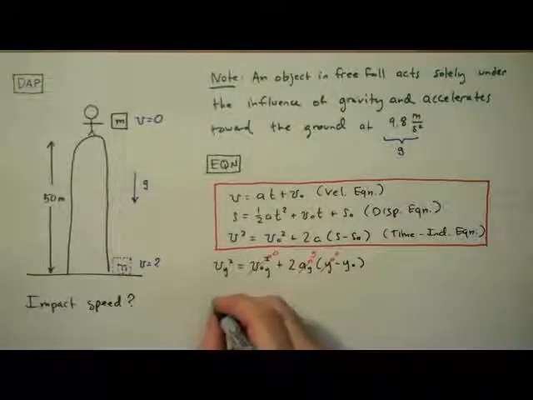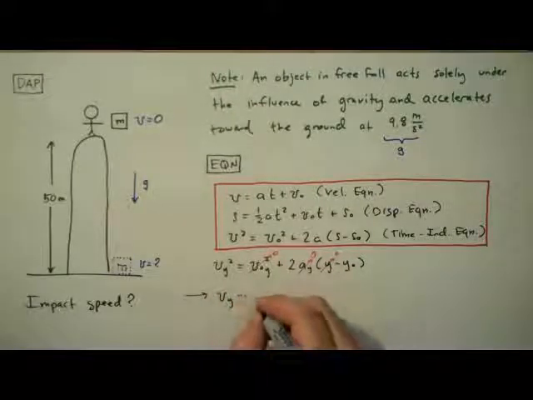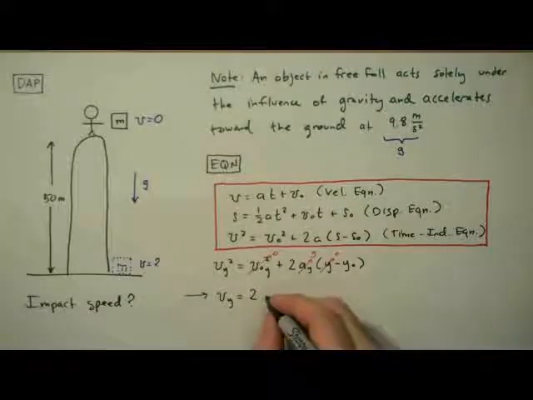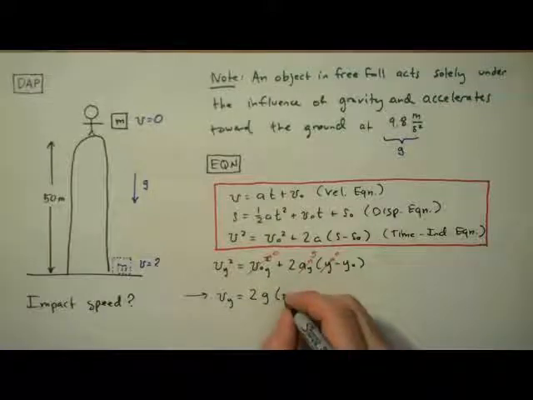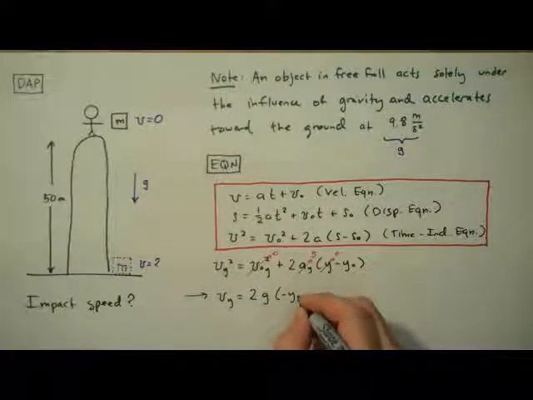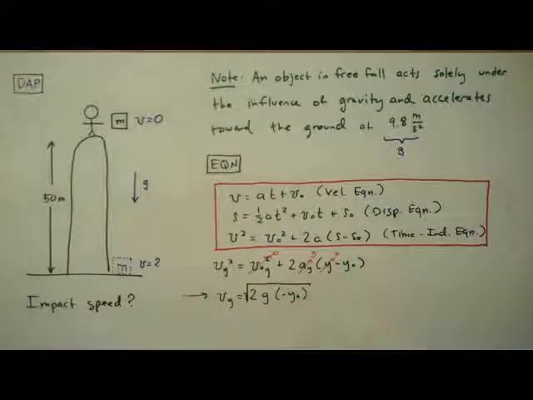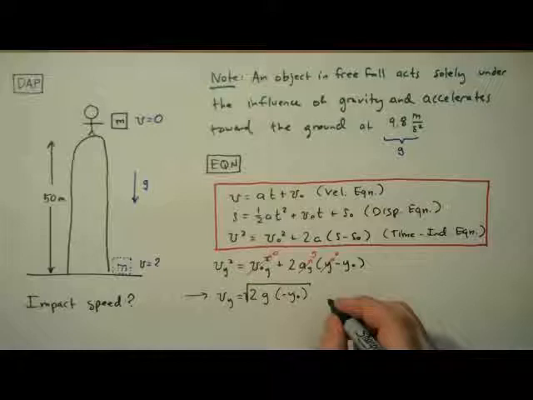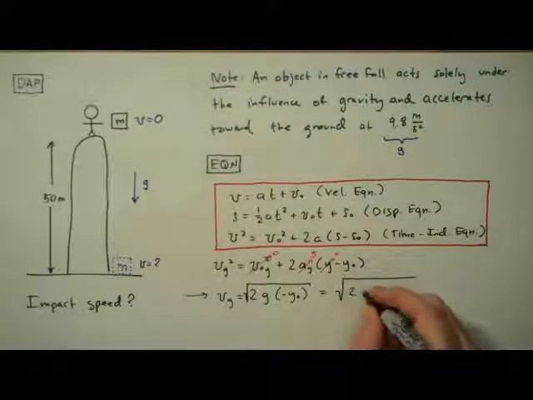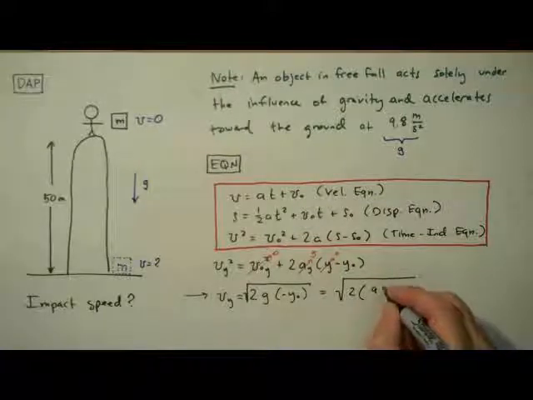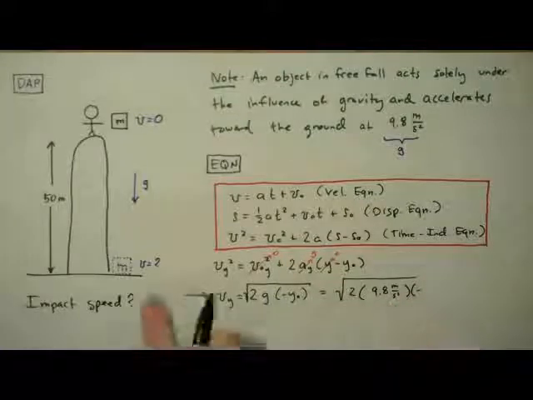Okay, now that we have some of the terms out of the way, we're going to rewrite our equation. vy squared is equal to 2 times g times negative y0. Don't forget that negative sign. And since vy was squared, we're going to take the square root of this side of the equation. And we're done. We just have to plug in our initial values. So vy is equal to the square root of 2 times 9.8 meters per second squared times negative 50 meters.